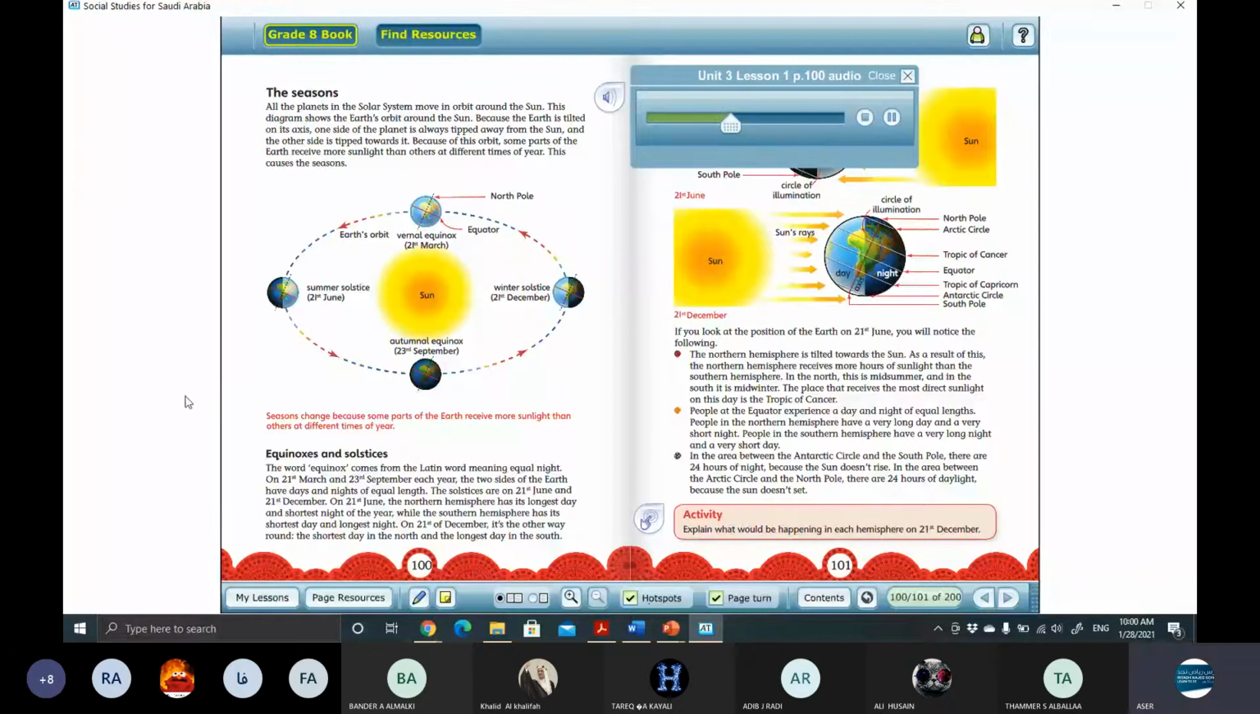Equinoxes and solstices. The word equinox comes from the Latin word meaning equal night. On the 21st of March and the 23rd of September each year, the two sides of the Earth have days and nights of equal length.